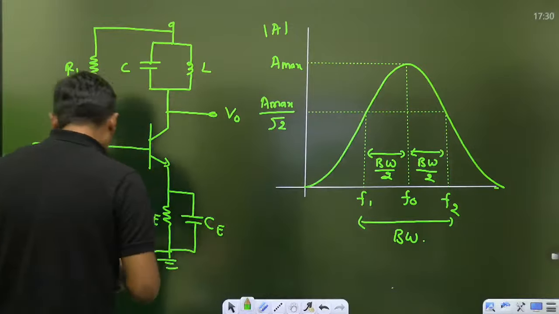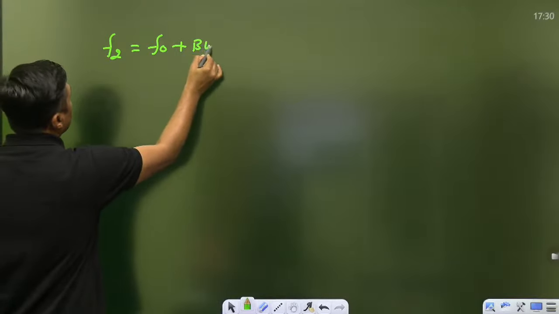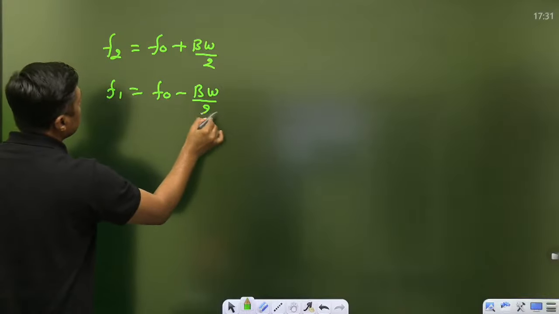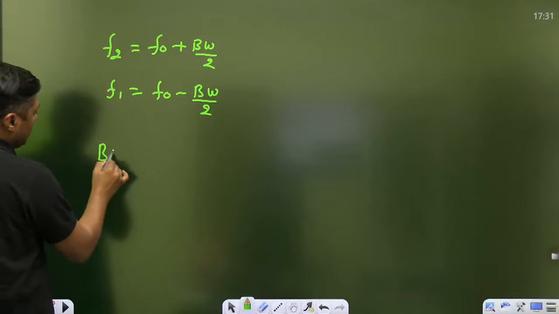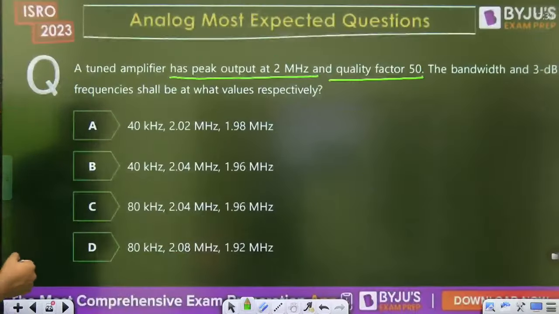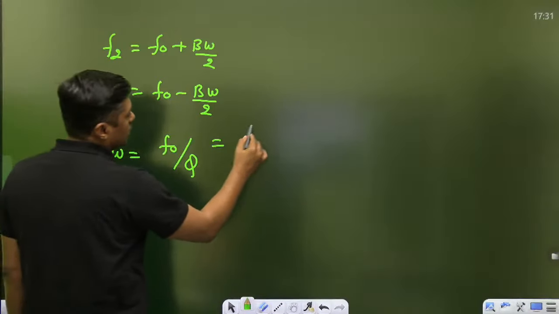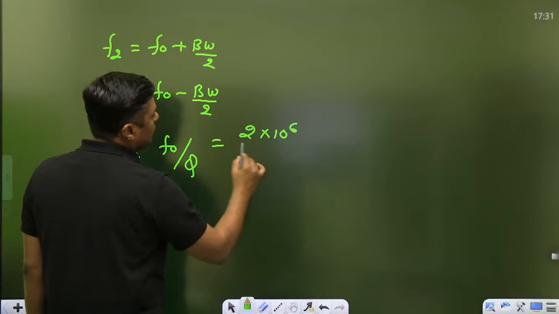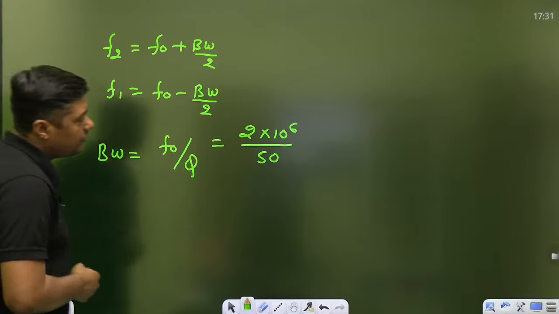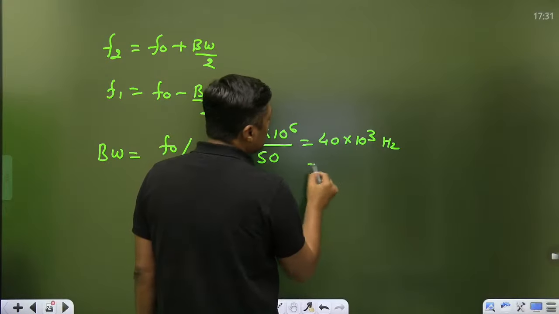Now, if it is bandwidth by 2, then F2 will become F0 plus bandwidth by 2, and F1 will become F0 minus bandwidth by 2. Okay. So first of all, what is the bandwidth? Bandwidth is F0 divided by Q, resonant frequency divided by quality factor. The resonant frequency is 2 MHz, the quality factor is 50. So 2 times 10 to the power 6 upon 50. You can find the value, 2000 divided by 50, you will get 40 times 10 raised to power 3 hertz. That is nothing but 40 kilohertz.